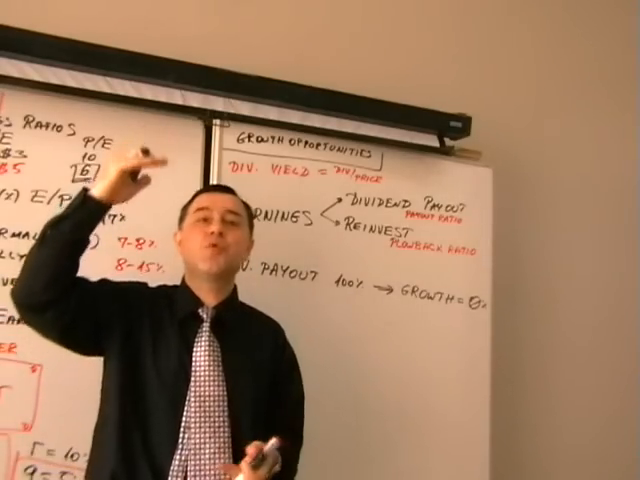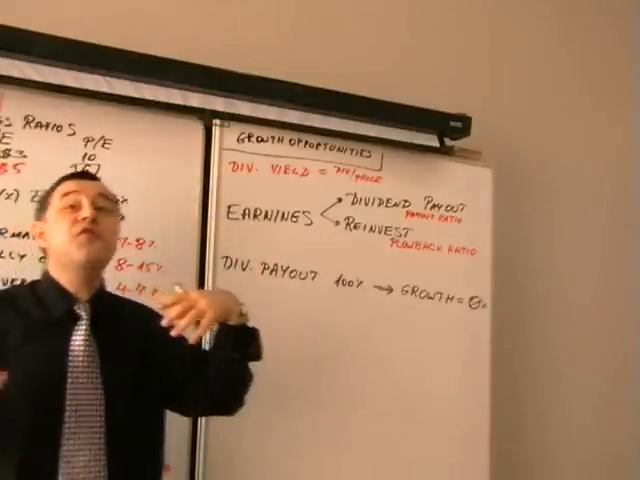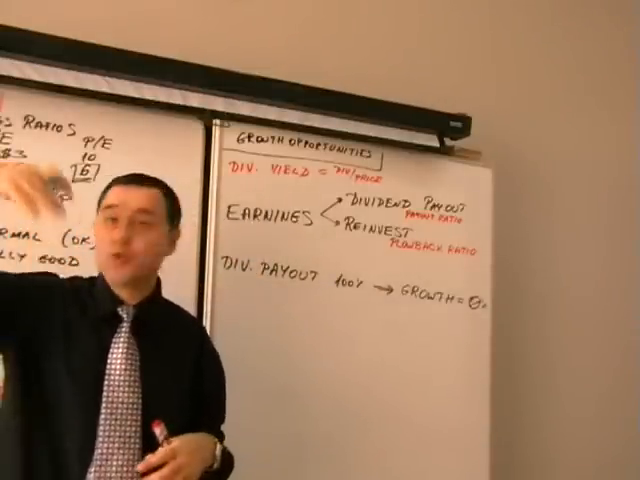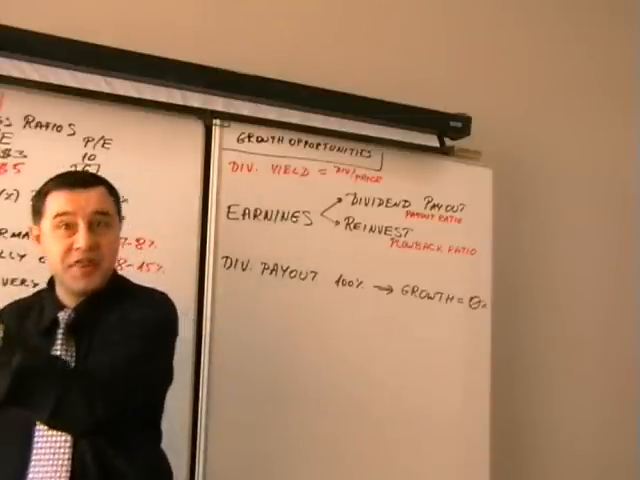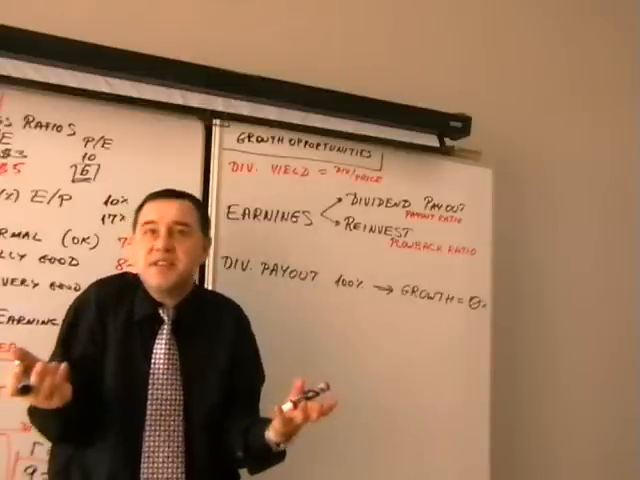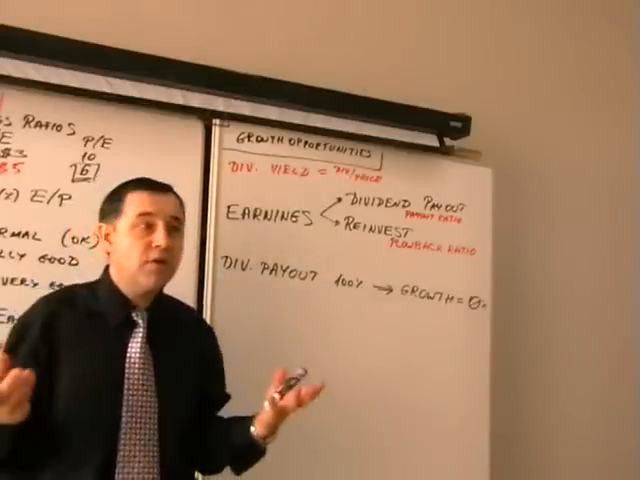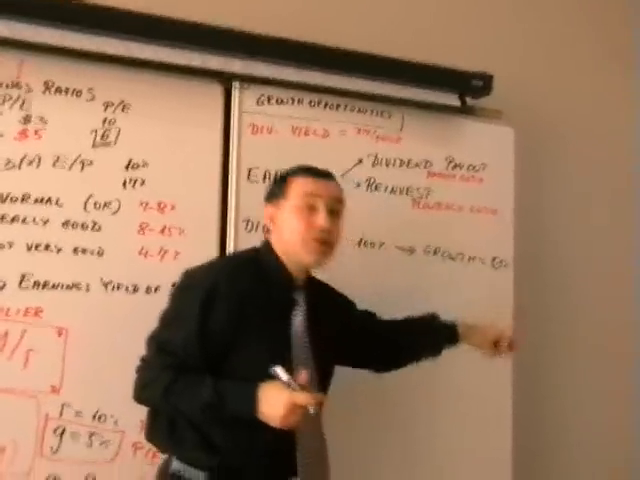So the company is worth $1 million and it earned $100,000. If you pay out to everybody, meaning to owners, equity owners, the whole $100,000, you're reinvesting zero. And if you're reinvesting zero, the company did not grow. Did not grow at all. All right. So dividend payout 100%, growth is zero.